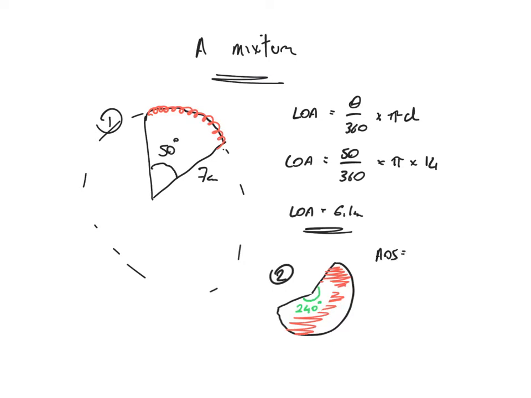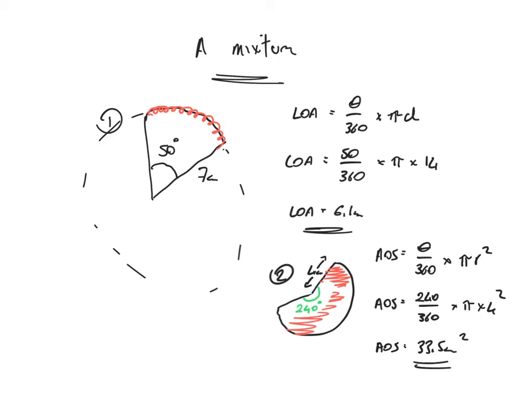Okay, so area of a sector, our formula is area of a sector, AOS, is a bit of 360 multiplied by the area of a circle, which is pi r squared. So how much is the bit? 240 degrees. 240 out of 360 times pi times the radius, which I'll need to put in here just now. The radius is 4 centimetres, so 4 squared. Enter that into the calculator: 240 out of 360 times pi times 4 squared. That is 33.5 square centimetres. Remember to square the units for an area.